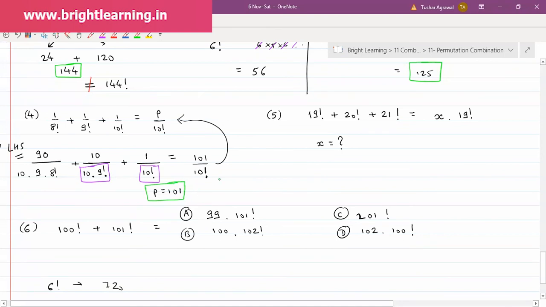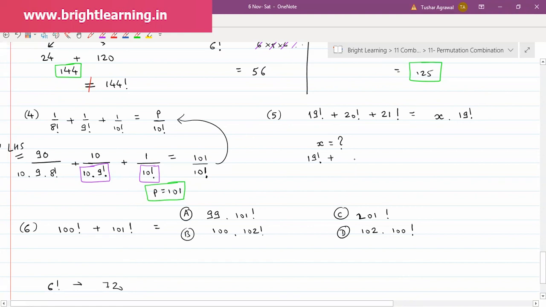Yes, sir. Question number 5: 19 factorial, 20 factorial, 21 factorial. Very big numbers. It's not expected from you to calculate that. I've already given you x multiplied by 19 factorial. So how to calculate x? Let this 19 factorial be as it is.